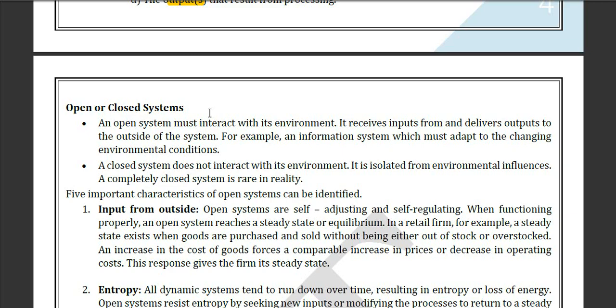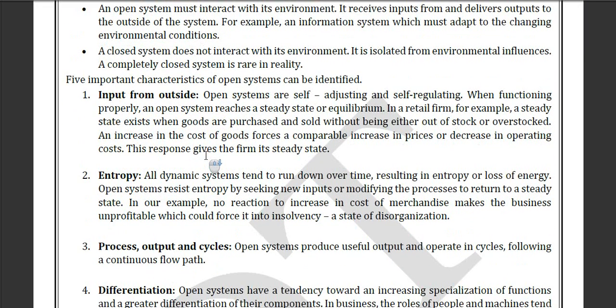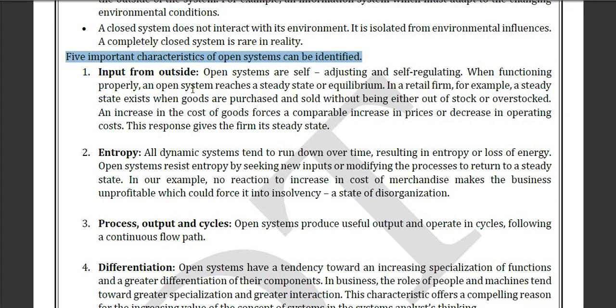But if you close the top of the jar with something, the water cannot go out, so this will be a closed system, where the water could not go out from the system. This is a closed system, and that was the open system. Now, there are 5 important characteristics of an open system which can be defined. Now, one is input and output.